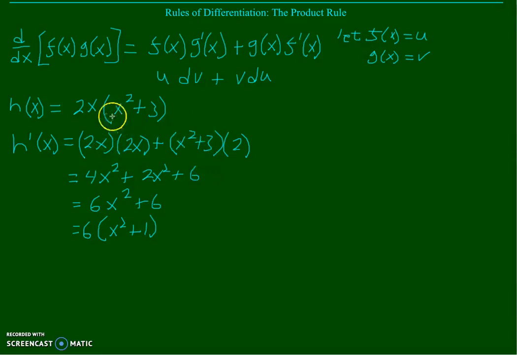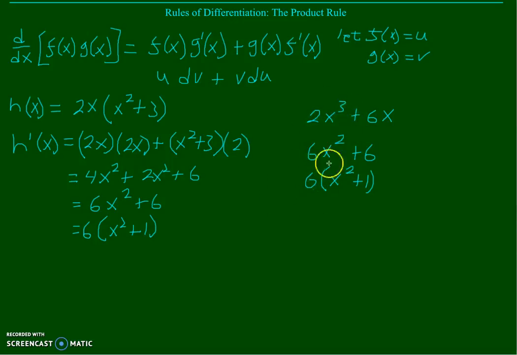But just for kicks and grins, let's go ahead and multiply it through and see how much easier it would have been. 2x times x squared is 2x to the third. 2x times 3 is plus 6x. So taking the derivative, this would be 6x squared plus 6. And factoring out the 6, we would have x squared plus 1, which is the same result.